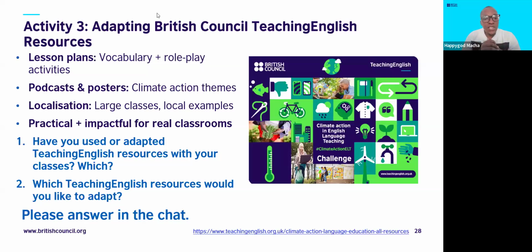Thank you very much. Posters. Yeah, so there are tons of materials that you can access from the British Council Teaching English resources, and they are all for free. They are all easy to download, use and contextualize to your classroom.